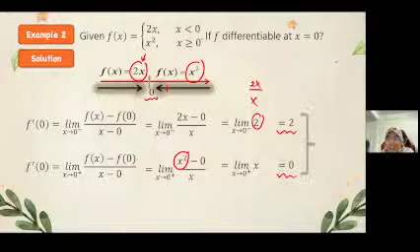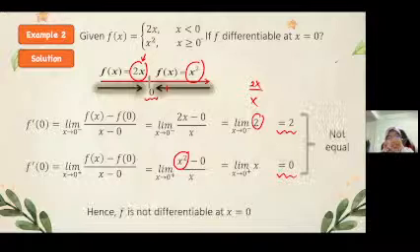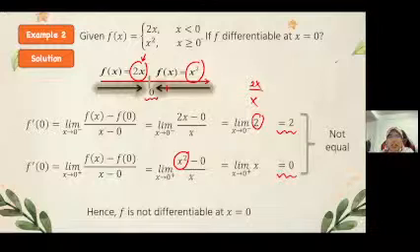Okay, so they are not equal. Therefore, we can say that f is not differentiable at x equal to 0. So perhaps this is either a sharp corner or perhaps we have a vertical tangent line. So that's the reason why f is not differentiable at x equal to 0. Only at that point, f is not differentiable.